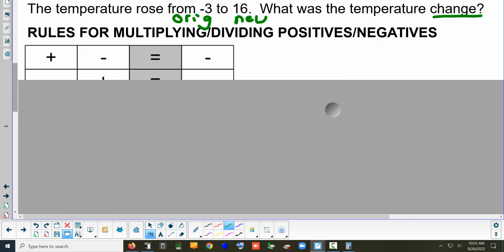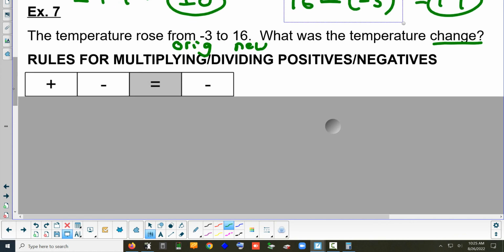All right. So I'm going to give you guys a table for how you can figure out whether something should be positive or negative when you multiply or divide. This is totally different than what we just did with adding and subtracting. It's not the same. Okay? When you are multiplying and dividing, if you multiply a positive number times a negative number, you get a negative number. That's what that chart means. A positive times a negative is a negative.